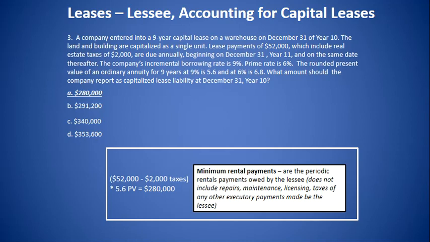Okay, number 3, the question again is, what amount should the company report as a capitalized lease liability at December 31st, year number 10? And the answer in this case would be A, $280,000. Our minimum rental payments are actually $50,000 because we have to subtract out the $2,000 in taxes. So we take the $50,000 annual payment times the annuity factor of 5.6, and that comes out to $280,000.